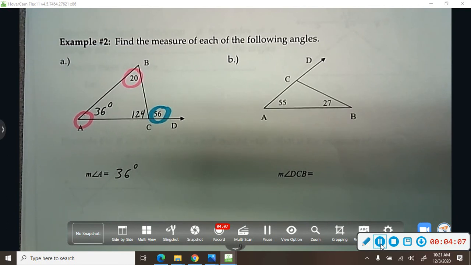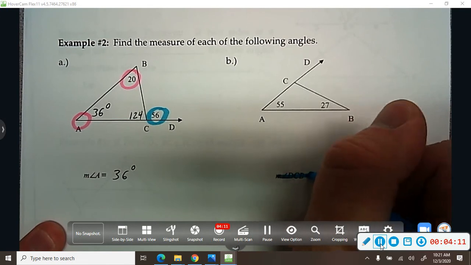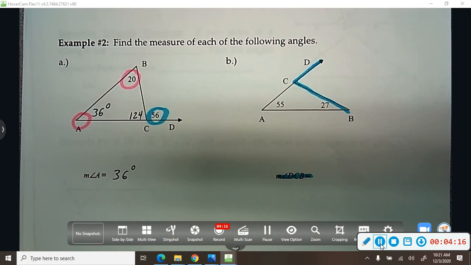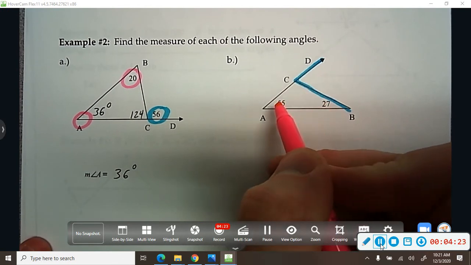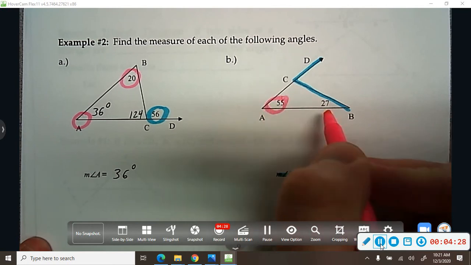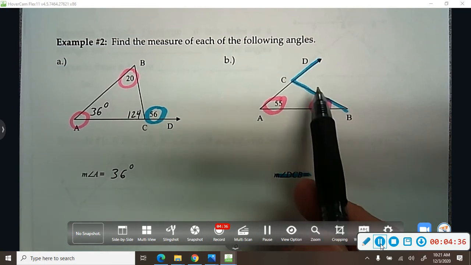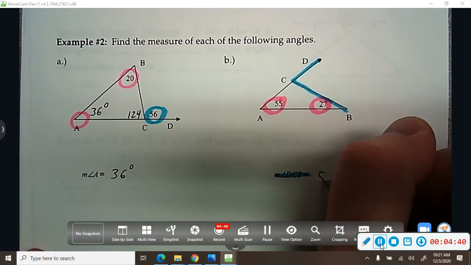All right. So they want us to find the measure of angle D, C, B. That would be the exterior angle. And we know the measure of the exterior angle is equal to the sum of the two angles inside that are furthest away. So that'd be 55 plus 27. So 55 plus 27 would be, what's this equal to? And that's 82 degrees.